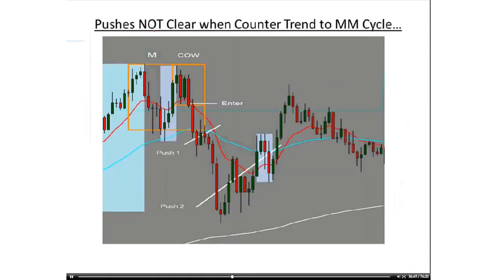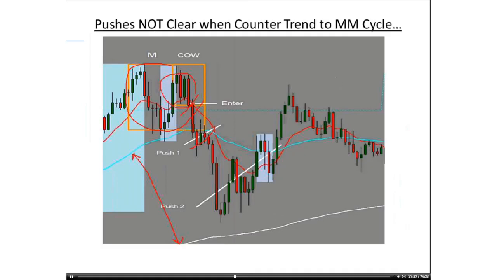Okay. Pushes are not clear when you are counter trend to the market maker cycle. How do I know that? Here's my moving averages. I see a beautiful M pattern. Second leg, quarter wood. I'm short. Price closes below the moving averages. Hit the stops. Continue to drop. And then I'm like, okay, it's going to come up, hit the stops, and drop one more time. It doesn't. So you get only push 1.